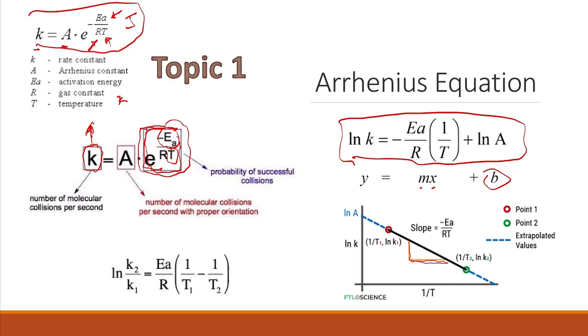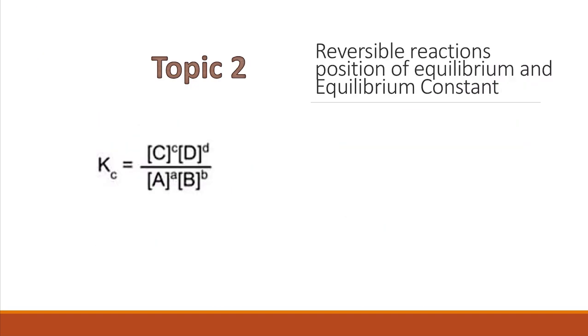And finally, sometimes they give you the equation in this form. You don't need to learn or memorize this, because if they ask you a question about it, they're going to provide you with this equation. This covers two different rate constants at two different temperatures, and they could give you the two temperatures and the two rates and ask you to calculate the activation energy. You just need to rearrange your equation basically.